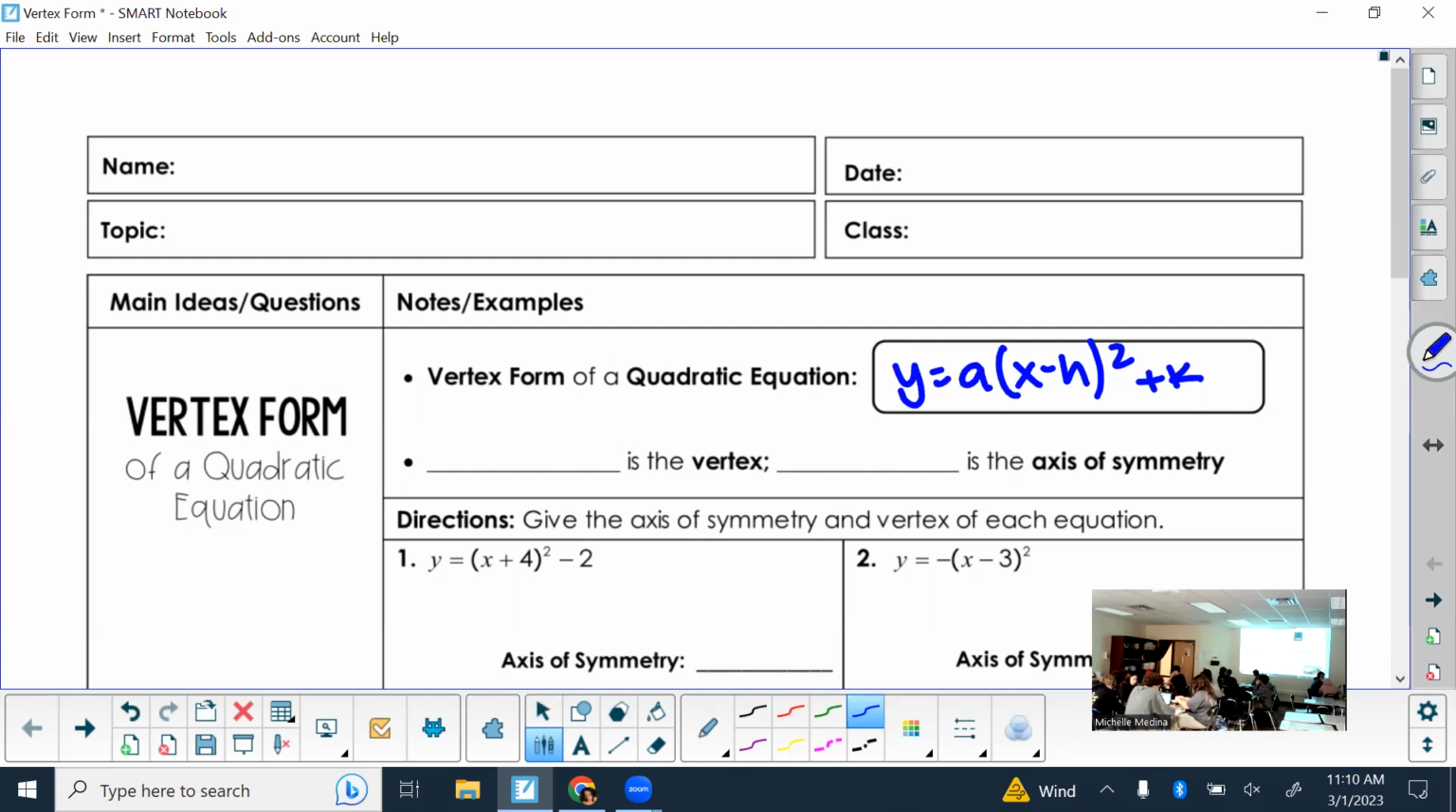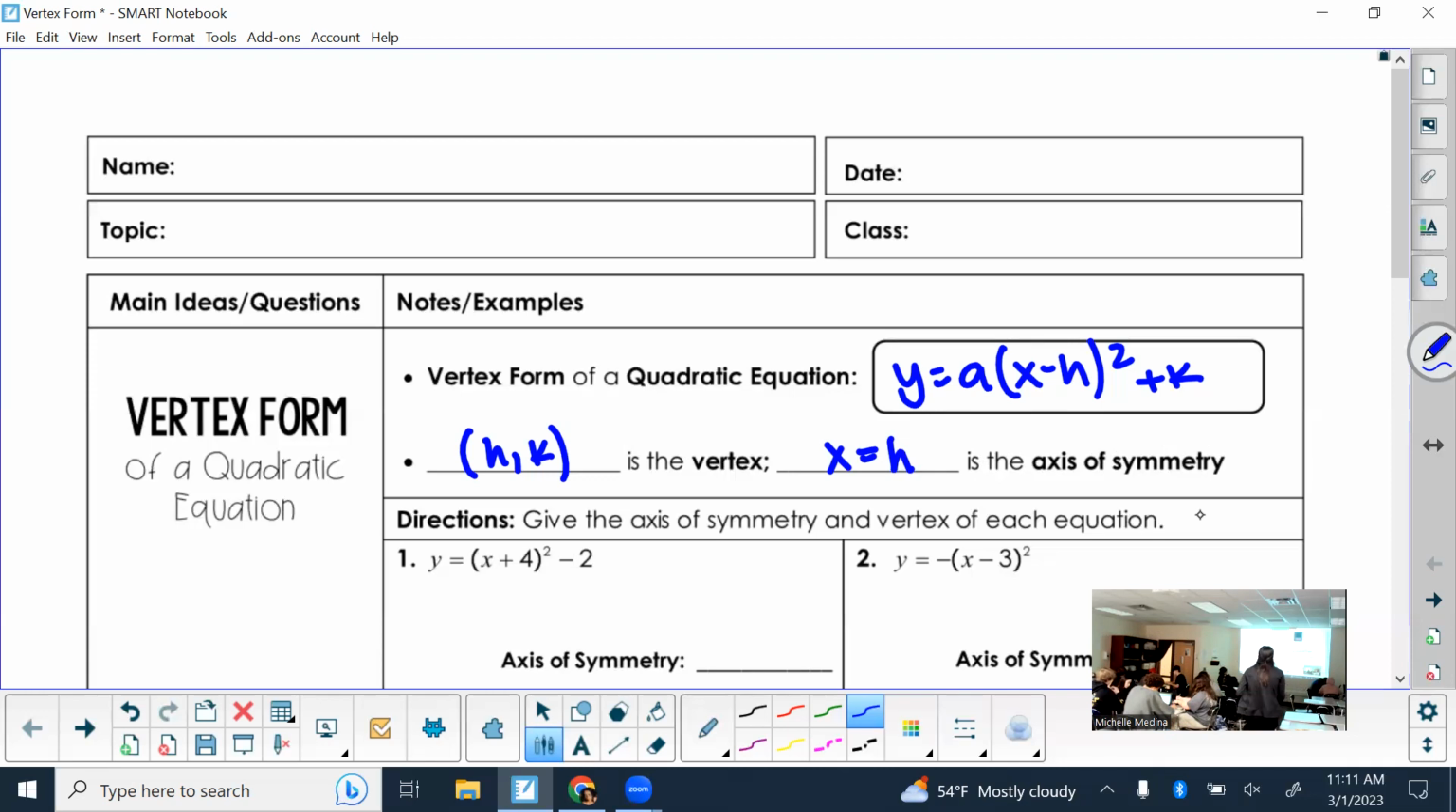I'm not sure if you remember what vertex is. We do talk about it more in algebra today, but it's the turning point of that U-shaped graph. So in this form, the numbers in the h and the k position are going to be your vertex. And x equals whatever number is in the h position will be your axis of symmetry.